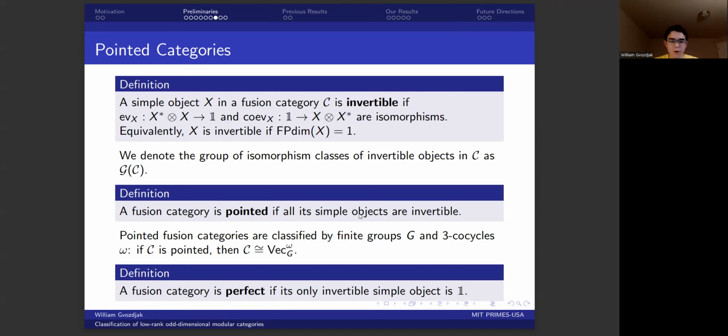We say that a fusion category is perfect if its only invertible simple object is 1. This is on the other end of the spectrum from pointed, because we say that a category is pointed if all of its simple objects are invertible, and it's perfect if the absolute minimum number of simple objects are invertible. We do know that the unit object 1 must be invertible, because as we said in an earlier slide, the FPDIM of the unit object is 1. That's one of the properties of the FPDIM, which means that 1 must be invertible.